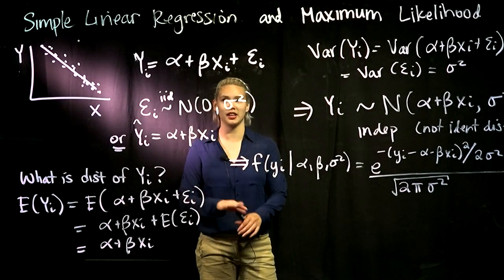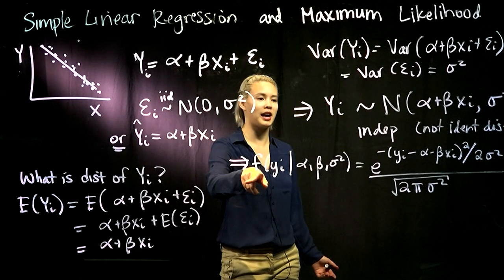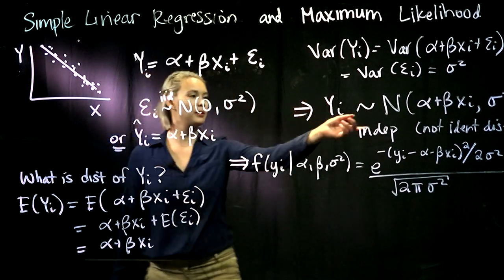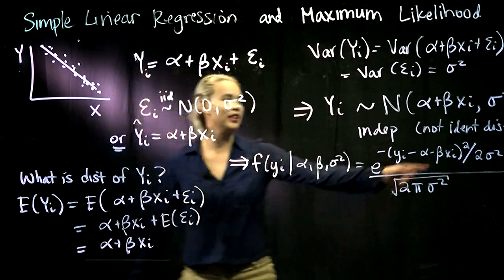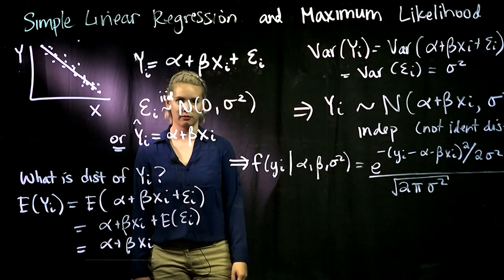To write down the likelihood in this simple linear regression setting, we were writing down the distribution of the yi's, and here is its PDF. So we just wrote down this PDF for a normal distribution with mean alpha plus beta xi, and then variance sigma squared. All right, so here's that PDF.